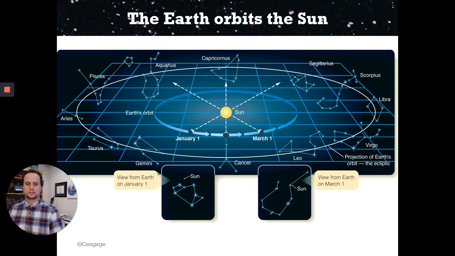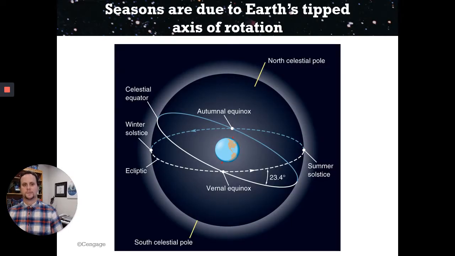The Earth takes 365.25 days to complete a cycle, which means the sun travels about 1 degree eastward in 24 hours. Even though we don't really notice this apparent motion, because the sun is so bright it obscures the background of the stars, it does move a little bit. The seasons are due to the Earth's tipped axis of rotation. We talked about this already a little bit.